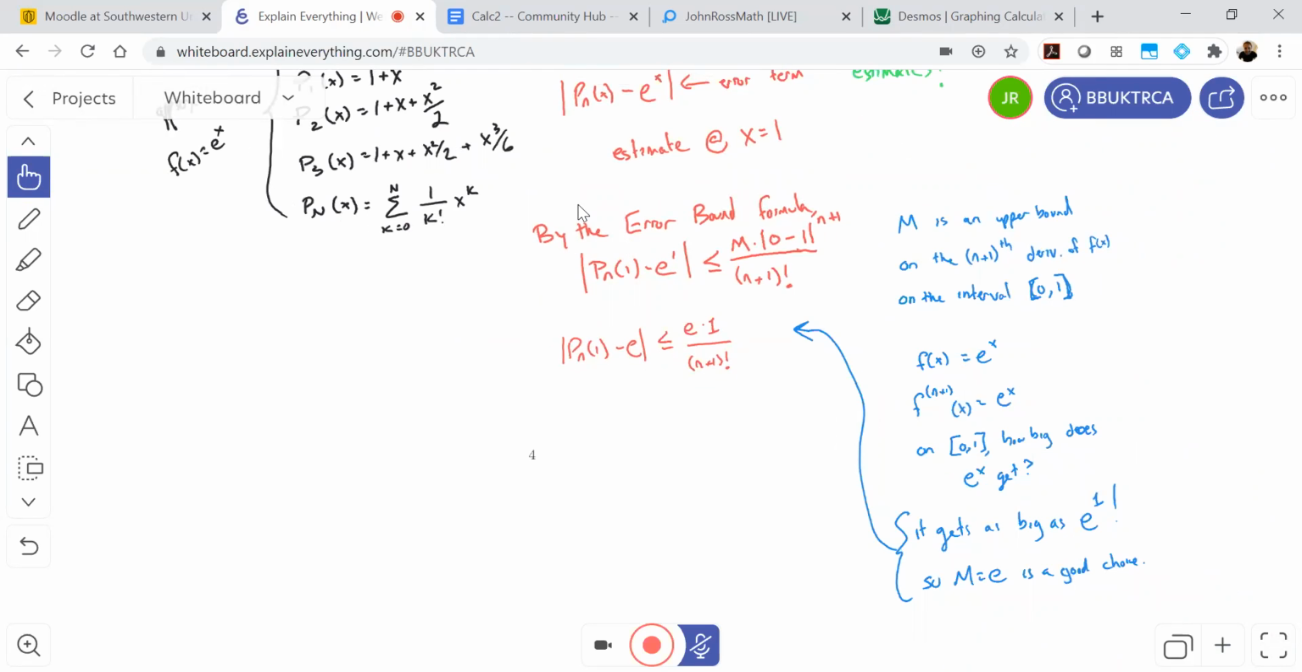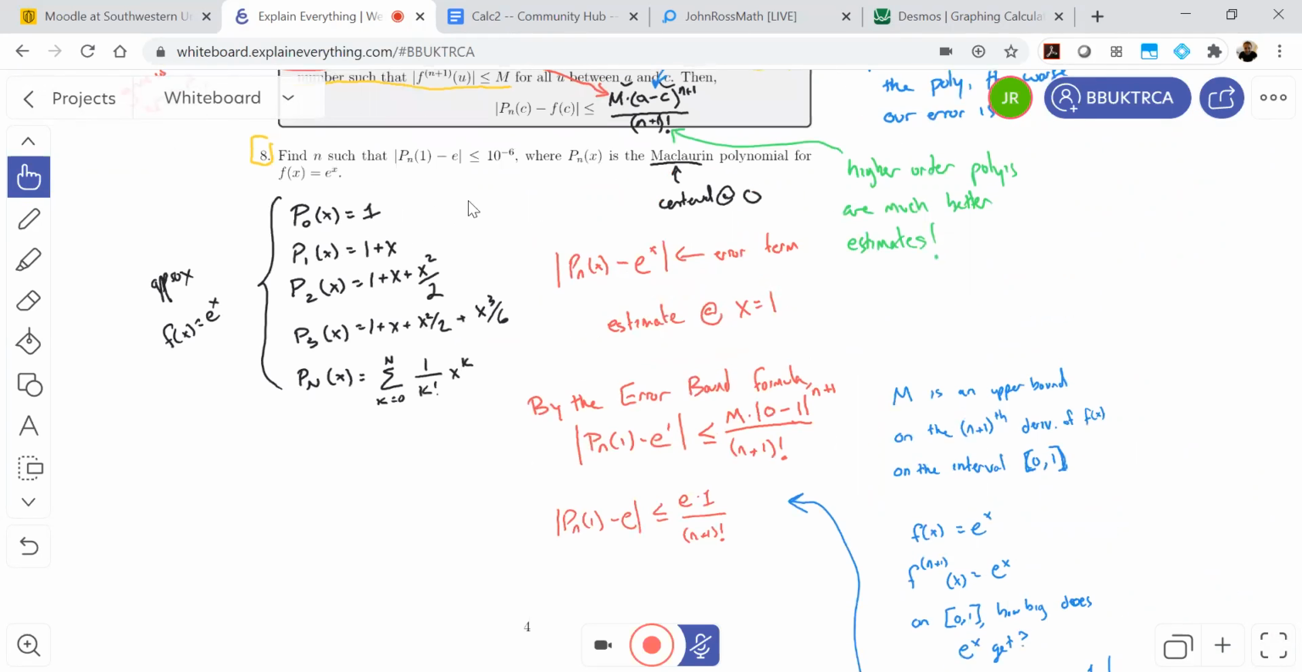And now, going back to the beginning, we wanted to see what n value would let this be less than or equal to 10 to the negative 6. So the question is, what n value will make this quantity less than or equal to 10 to the negative 6?